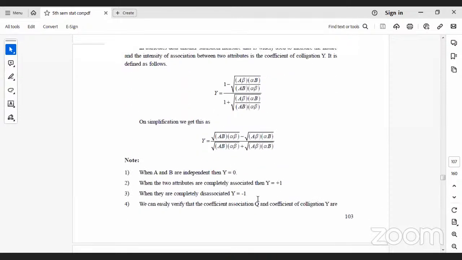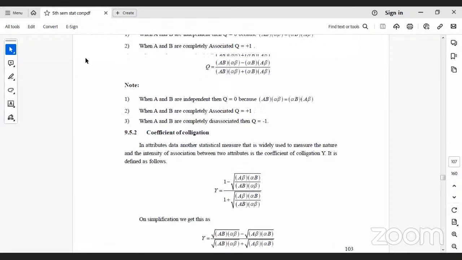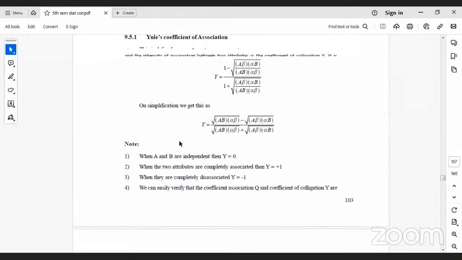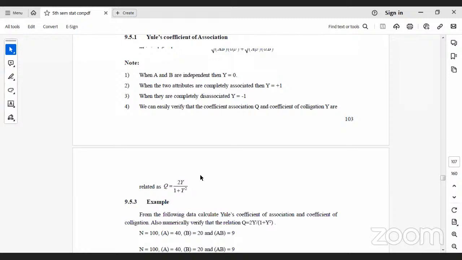I already covered this in Yule's coefficient, also a coefficient of colligation. When A and B are independent, then Y is equal to 0. When the two attributes are completely associated, Y is equal to +1. When they are completely dissociated, Y is equal to -1. We can easily verify that the coefficient of association Q and the coefficient of colligation Y are related as Q is equal to 2Y by 1 plus Y square.